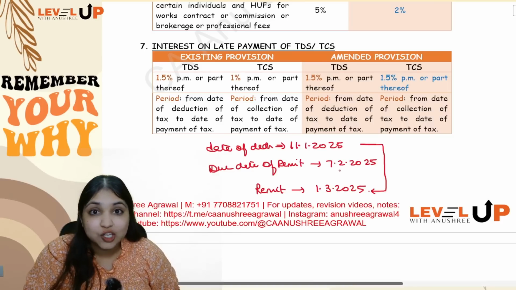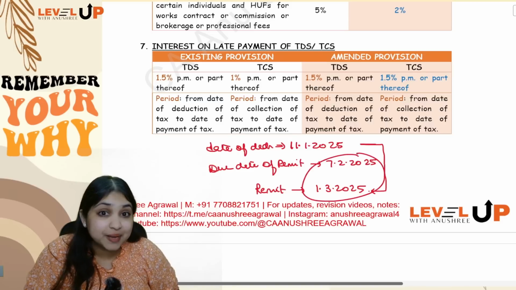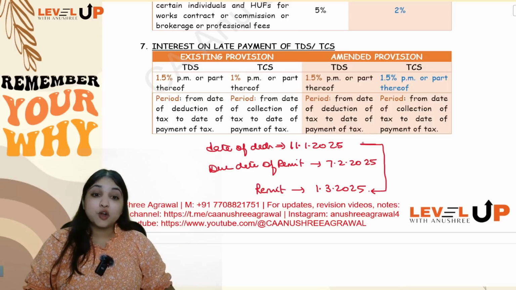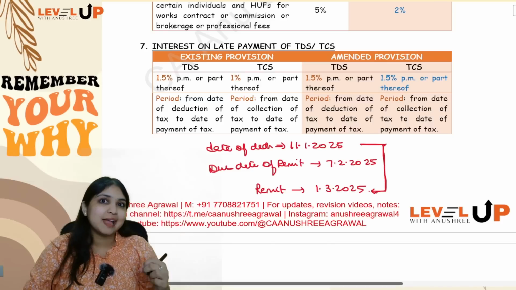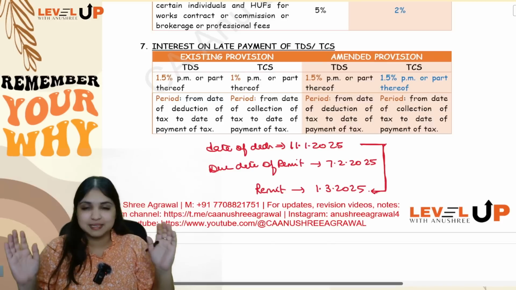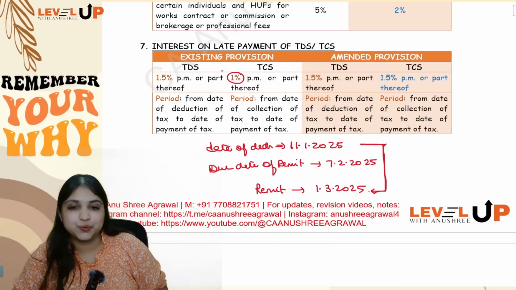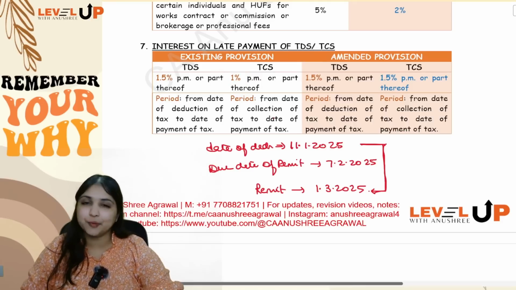You should have remitted on 7th February, you remitted on 1st March. This is the period of delay, but for this period we don't calculate. We calculate from the date of deduction till the date of remittance. For that entire period we calculate. Okay, that remains the same. So the change: TCS late payment interest was 1% per month earlier. Now it has increased to 1.5%.